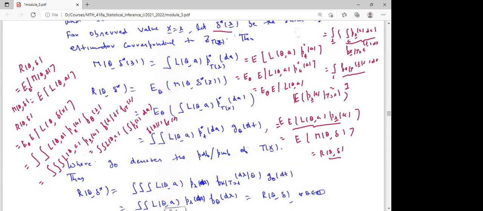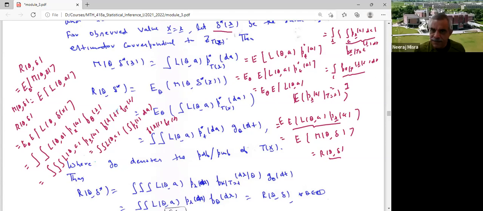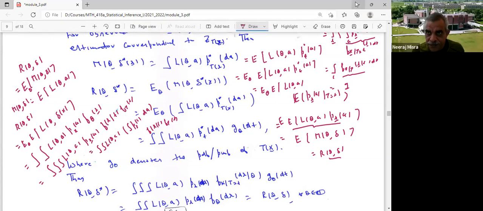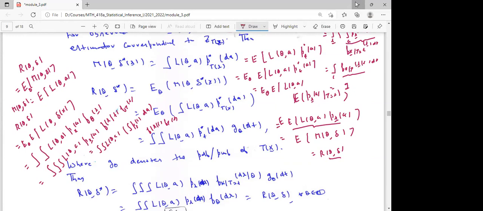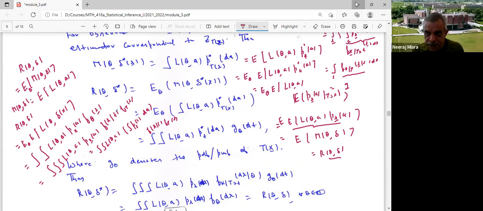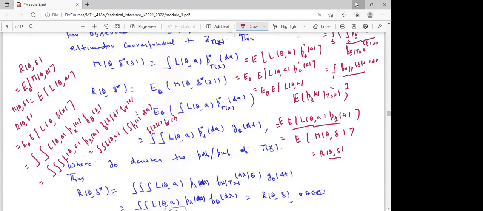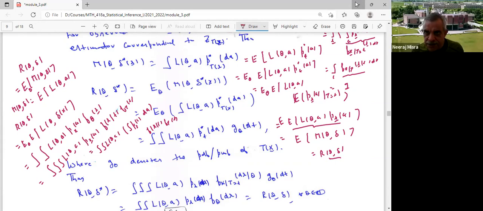Sir, I'm having some problem finding the minimal sufficient statistic from a PDF. Sir, can I read the PDF? Yeah, tell me. Sir, it is 2 by theta square multiplied by theta minus x with indicator function 0 less than x less than theta.